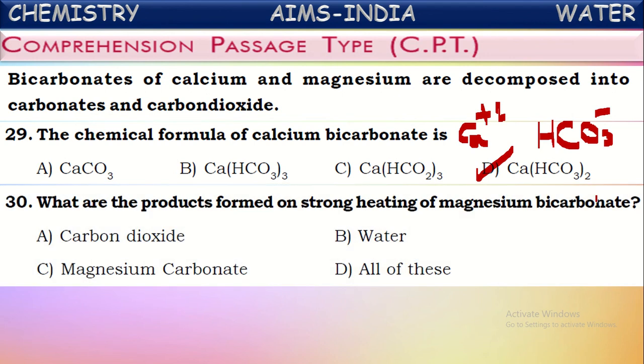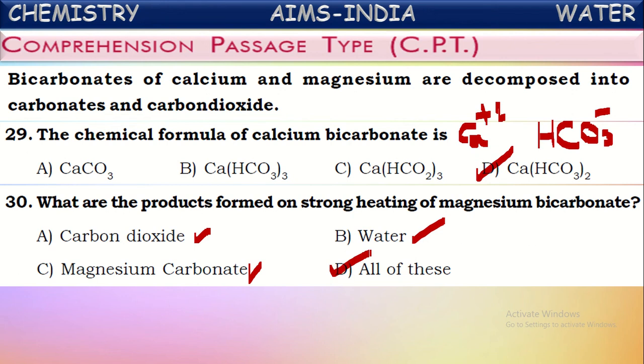what are the products formed on strong heating of magnesium bicarbonate? So here it is given. Bicarbonates of calcium and magnesium are decomposed into carbonates and carbon dioxide. So when magnesium bicarbonate is strongly heated, then it decomposes to form magnesium carbonate, carbon dioxide and water. These three will be formed. So these three are the products: magnesium carbonate, water and carbon dioxide. Now correct answer will be this, all of these.